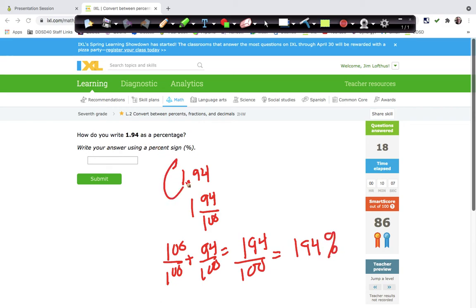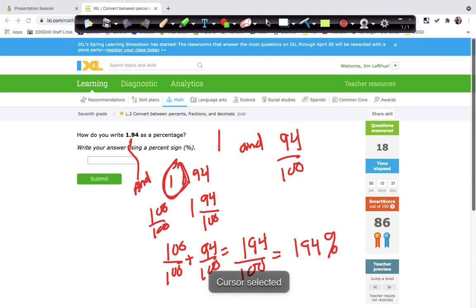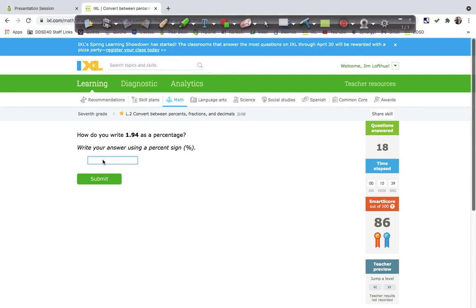So we have to be really careful with this 1 right here, that becomes 100 over 100. And the period, the decimal point, that becomes an and. It's 1, which is, so if we separate those out, 1 and 94/100ths, if we wanted to combine those, that's 100/100ths plus 94/100ths. And that's where we get 194%. Let's put in percent.